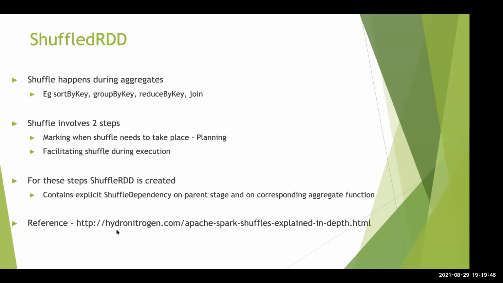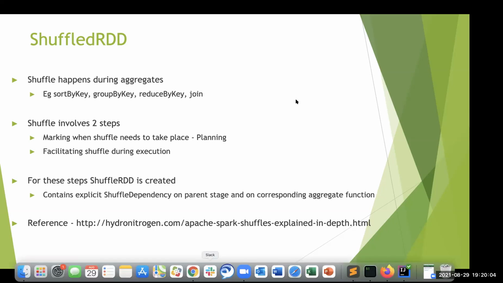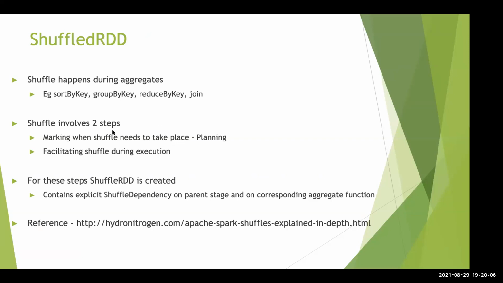Shuffle RDD, you will not be able to use Shuffle RDD directly at all, but while debugging, in production, you might be encountering this. You might need to dig into details of this. So Shuffle RDD happens during aggregates, and of course, because of the shuffle. Shuffle RDD knows two steps: marking when a shuffle needs to take place, which is planning. Shuffle RDD gets created during shuffle, and these are some of the examples when shuffle happens.